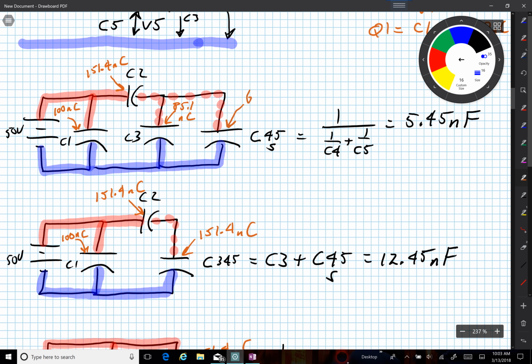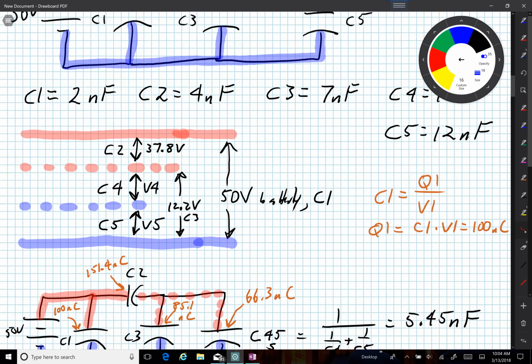So this is 66.3 nanocoulombs. How do I know that? Because these two added together have to be the 151.4. Why? Because these two capacitors in parallel made up this one equivalent capacitor. So they have to have the same amount of charge, total. All right, so anyway, there's 66.3.